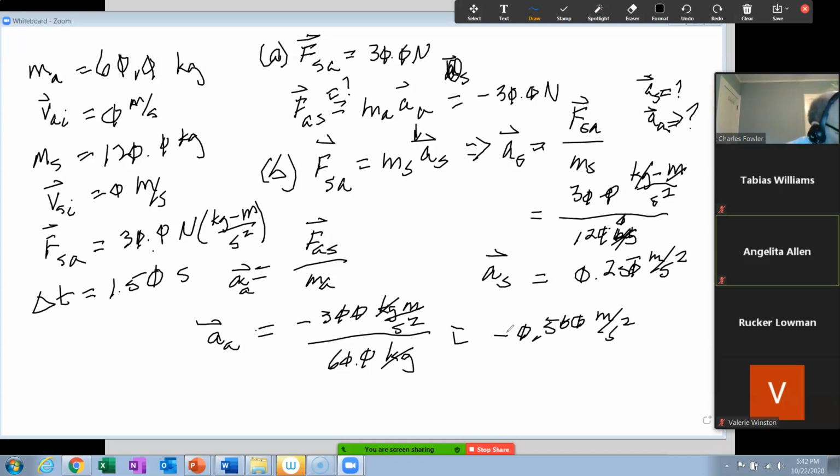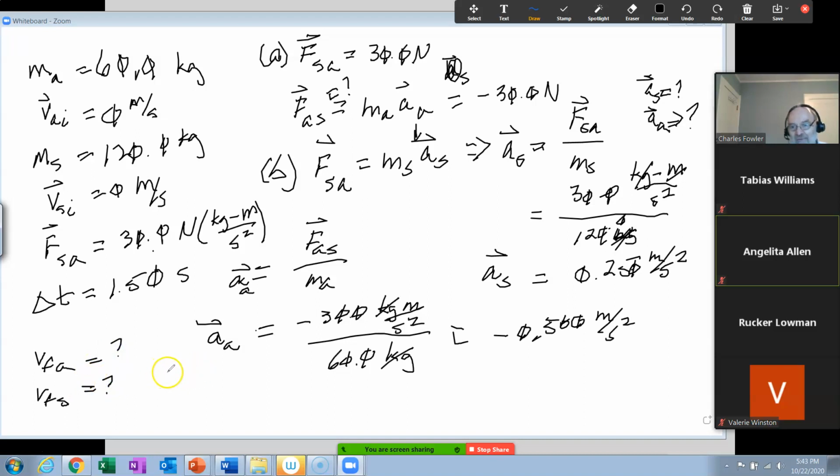After the interaction and acceleration between the astronaut and spacecraft described in example 2.12, they both move away from their original positions. What is the new speed for each? Okay, so I'm going to try to get it down here. If I can't, I'll erase some stuff up there. So we're looking for V final for the astronaut and V final for the spacecraft. These are the unknowns here.